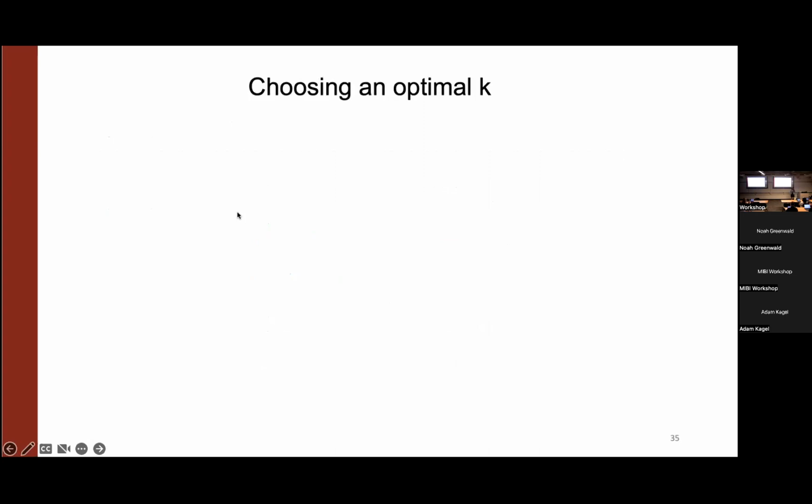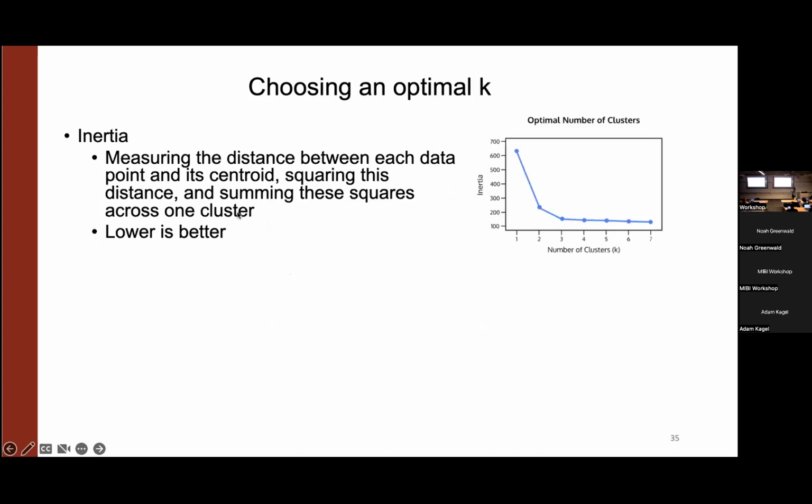Okay, so how to choose an optimal K? Our notebook has a few quantitative measures that algorithmically help you choose how many clusters you want. The first of these is inertia. Inertia is calculated by measuring the distance between every single data point, in this case each cell, and its cluster center, squaring this and adding across the entire cluster. So you can imagine a lower inertia is better, because you want all your data points to be really close to their cluster center. If that is the case, then the number would be low.